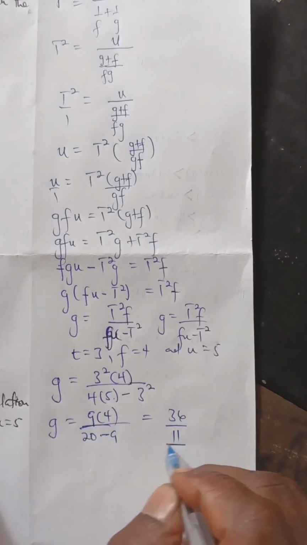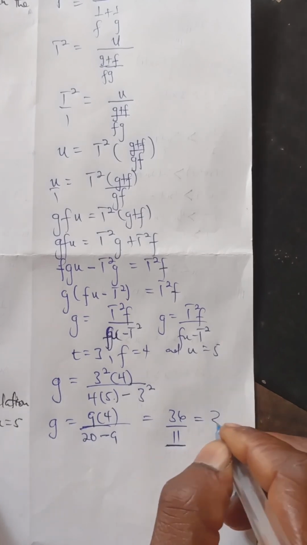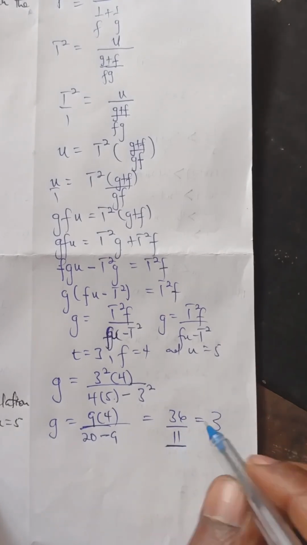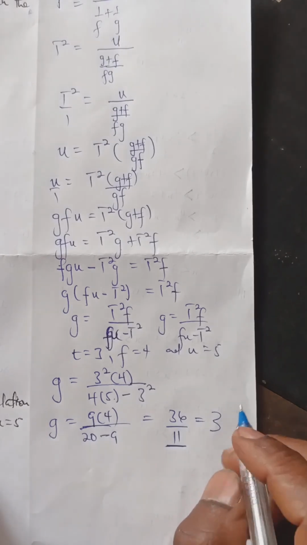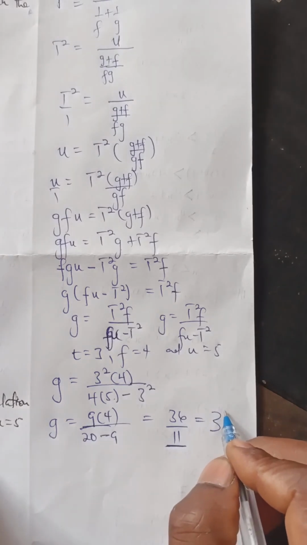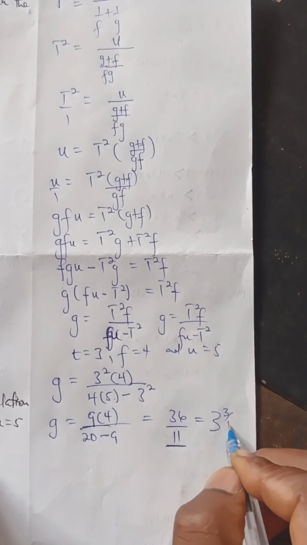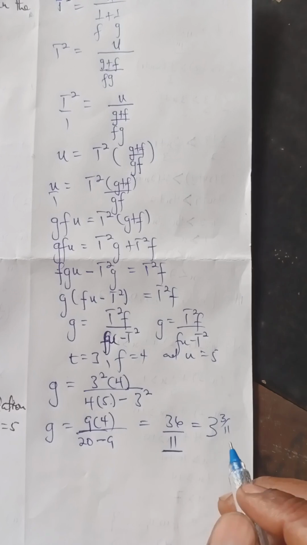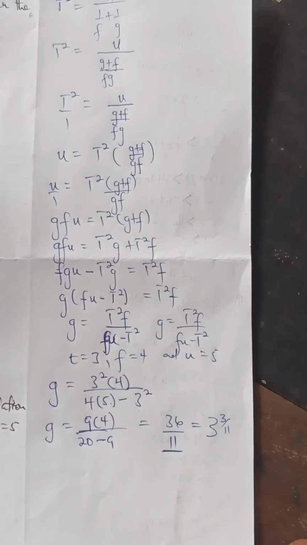So you can leave the answer like this, or as a whole number 3 with a remainder, which is 3 times 11 is 33, and 3 over 11. So we have this as the answer for these two questions.